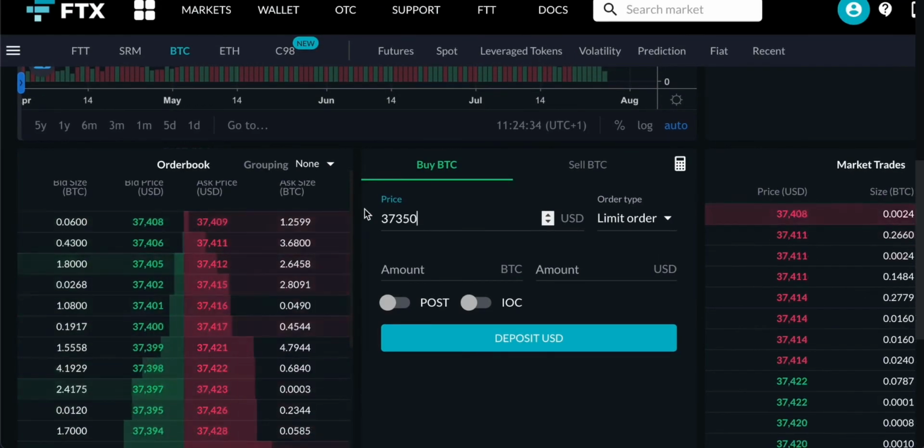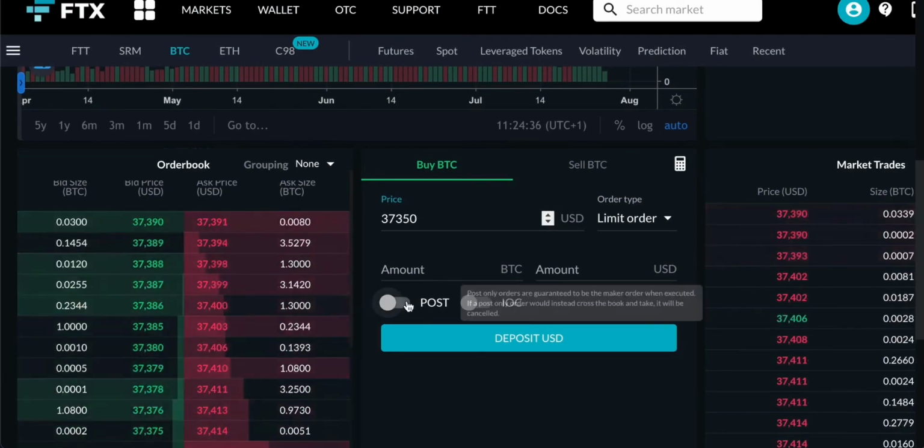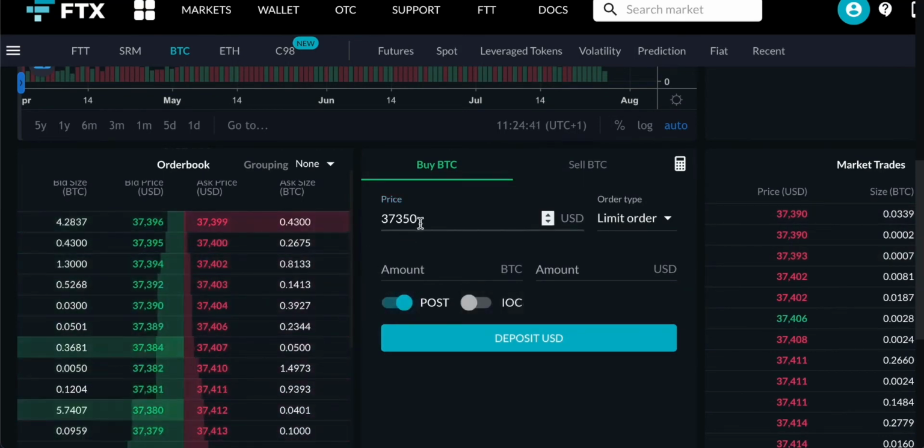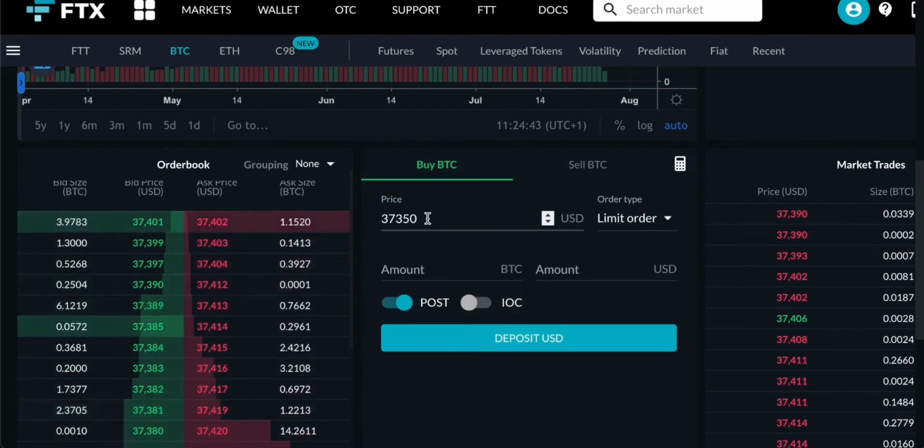In order to ensure that you're always paying maker fees, you might want to press this button here, which is called post, short for post only. What that means is it will only put maker orders on the book for you.